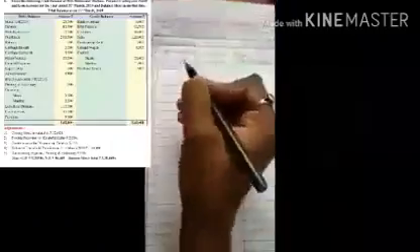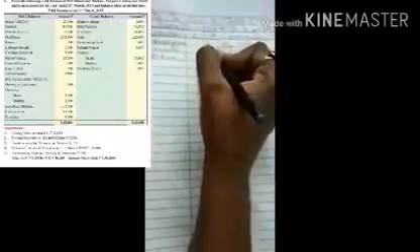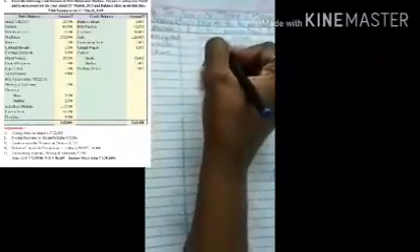Credit side: "By sales less return." Okay, then we will see our first item. Our first item is opening stock. Opening stock amount is 25,000. So opening stock we will write in outer column, amount 25,000.